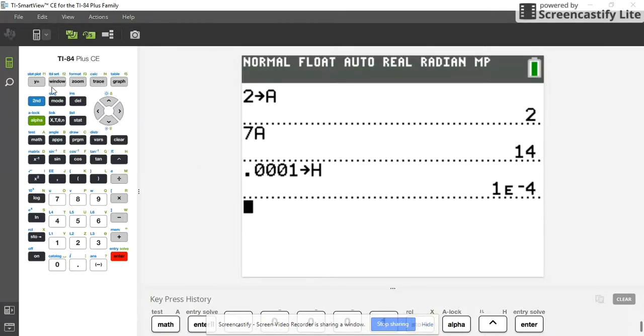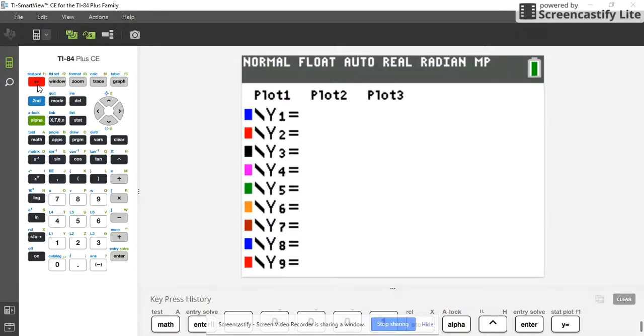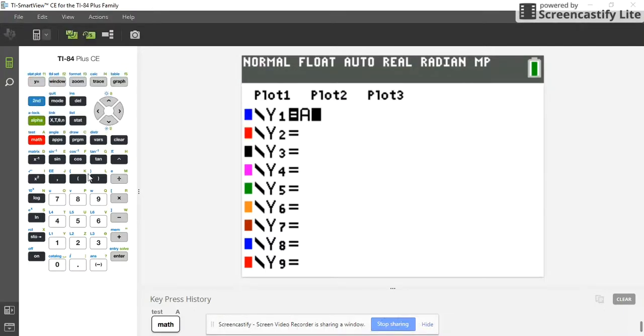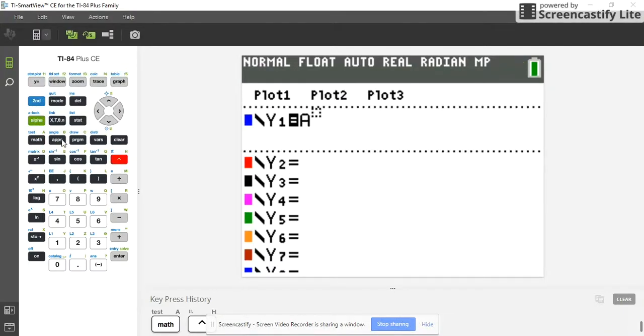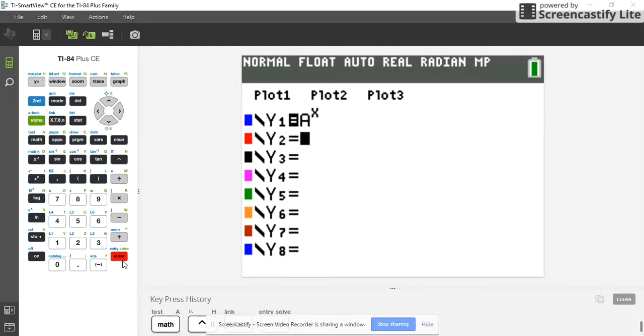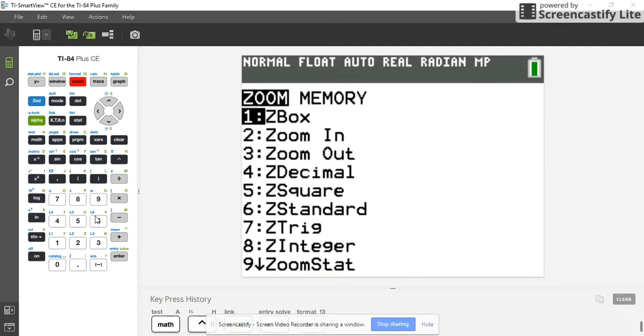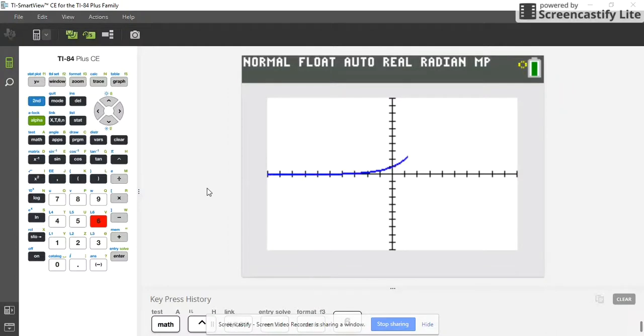So now we're going to go to the y equals, our equation editor. Up here, hit y equals, and we're going to put a to the x in y1. So I'm going to do alpha a, and raise it to the x power, and hit enter. Now 2 to the x is being graphed. Let's do zoom 6, because it doesn't really matter at this point. This is the graph of 2 to the x. We're going to change the window in a second.